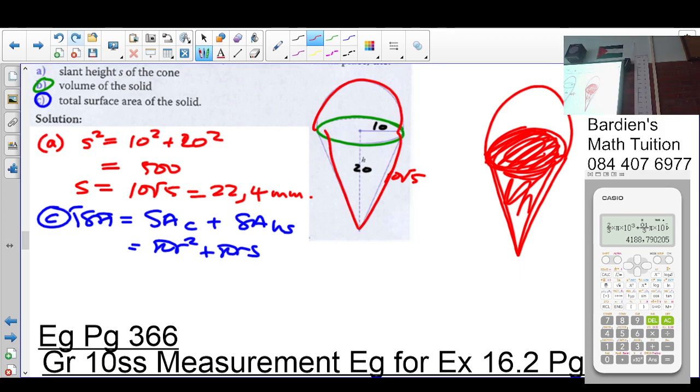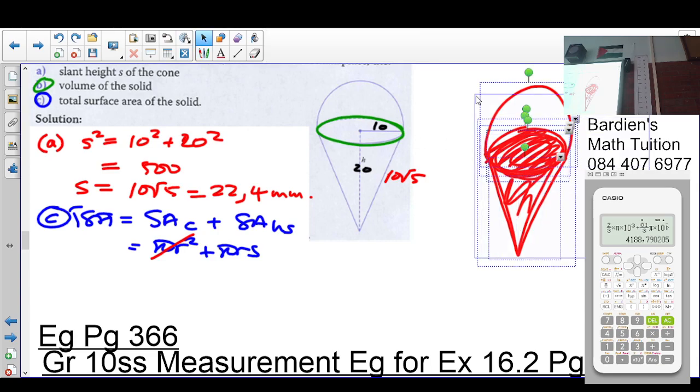Can you see that, people? Can I include this circle here? No. So I'm going to omit this part in the calculation. Okay, so I just write pi r. Let's look at the other shape.